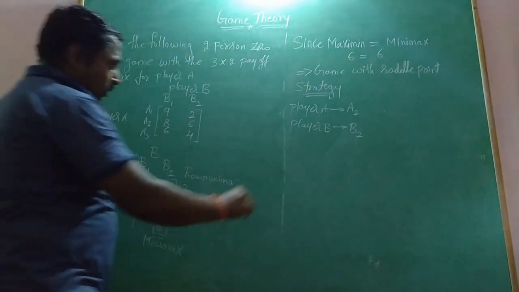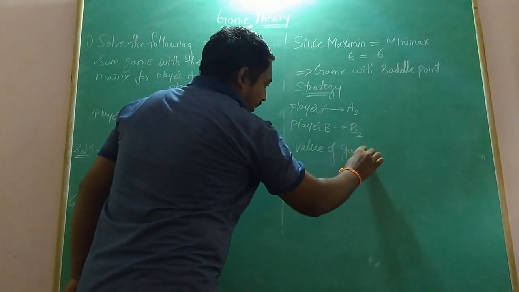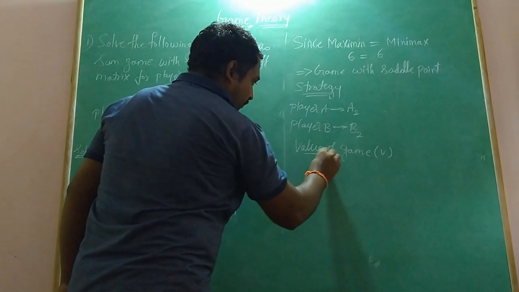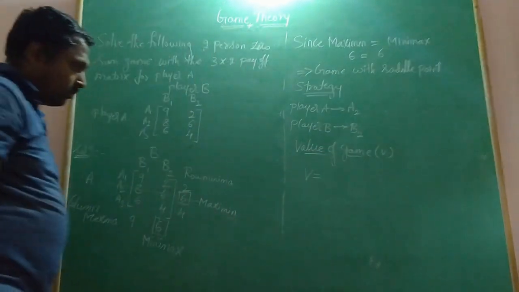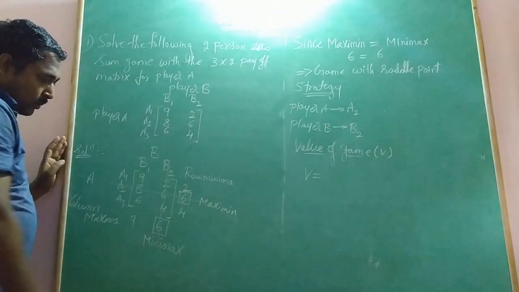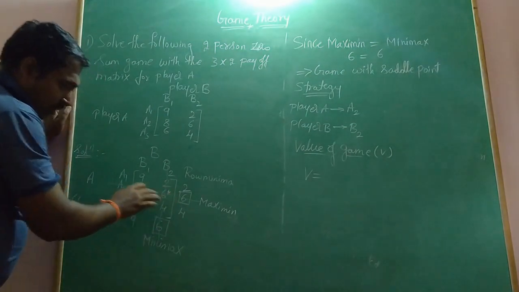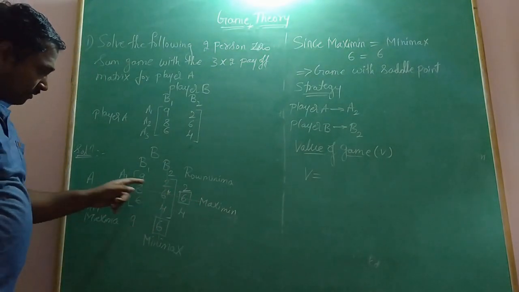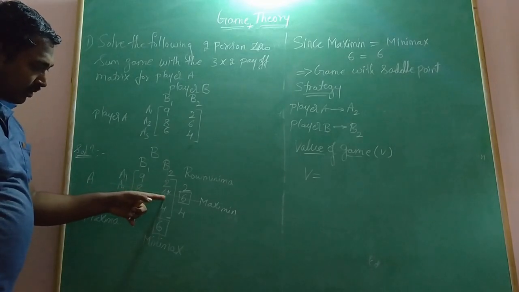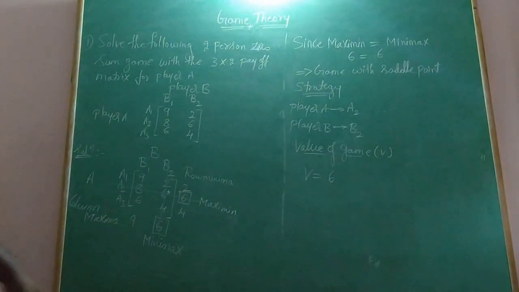Then next, to find the value of the game: since the maximin value is equal to the minimax value, the value is given by the intersection of these two in the payoff matrix. The intersection element is 6. It is the intersection of maximin and minimax in the payoff matrix. This is element 6, and hence the value of the game is 6. This is the solution for the given game.